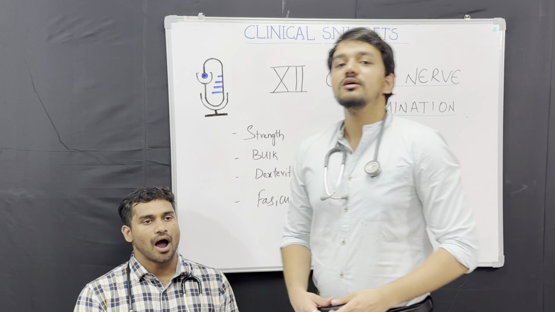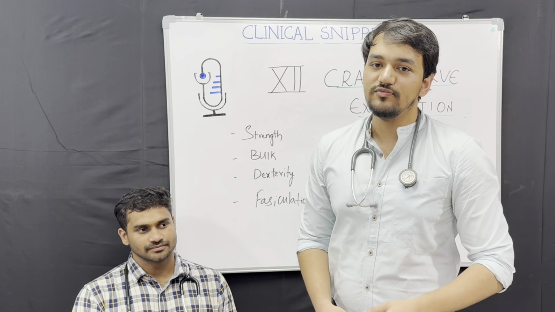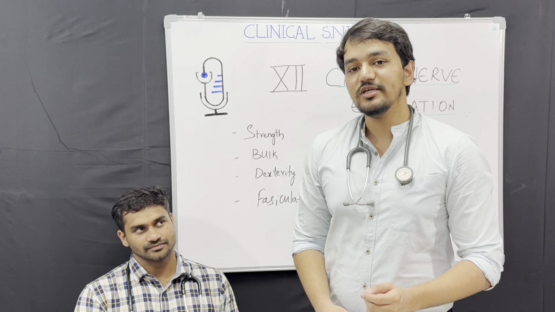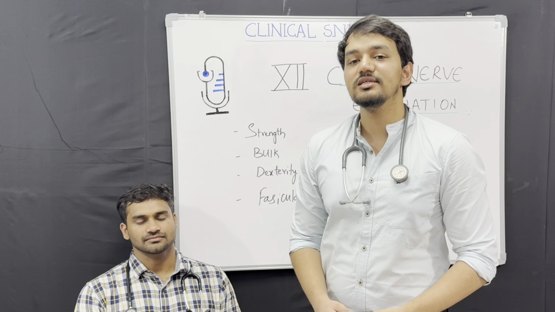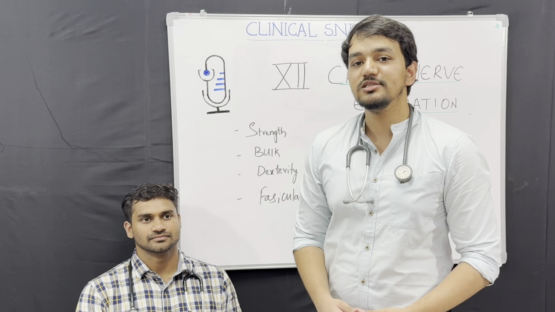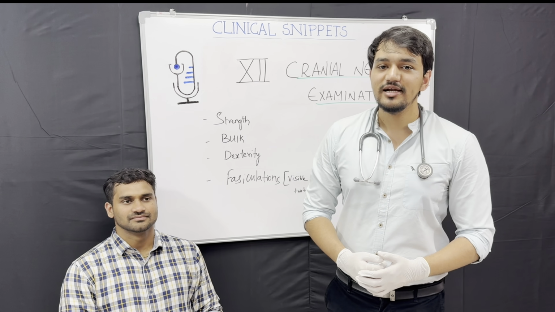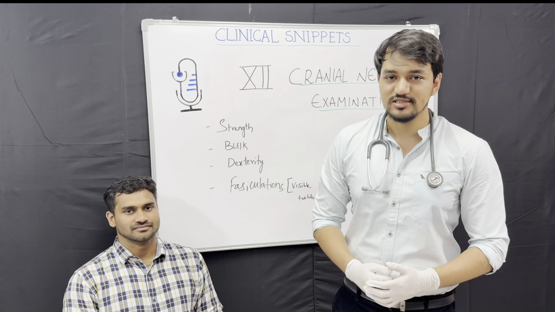As you can see, there is no abnormal movements or fasciculations of the tongue. If the abnormal movements or fasciculations are present in the tongue, that is suggestive of lower motor neuron palsy of the 12th cranial nerve. Now let's move towards the palpation portion of the examination.